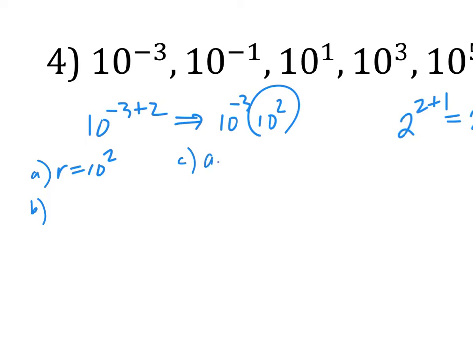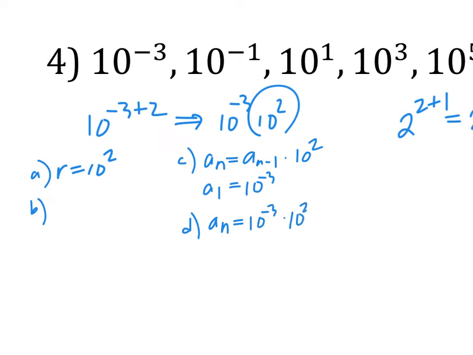C is recursive, so a n is equal to a n minus 1 times r. r is 10 to the second. And then the first number is 10 to the negative 3. D, explicit formula: a n equals the first number times r to the n minus 1. So this is pretty awkward. You can clean it up if you want.